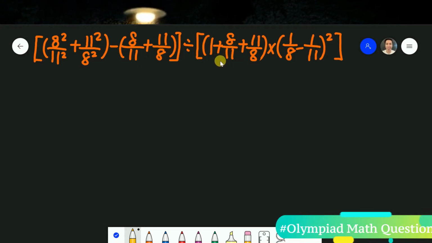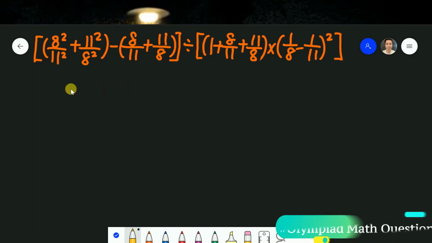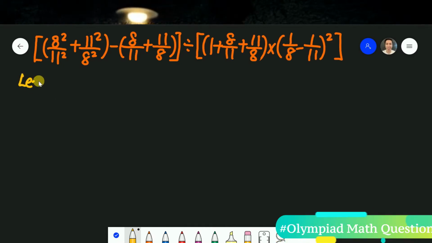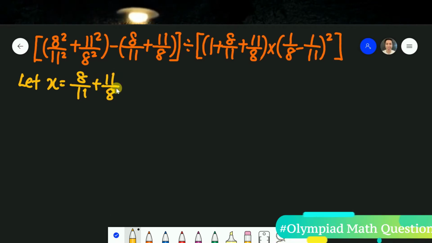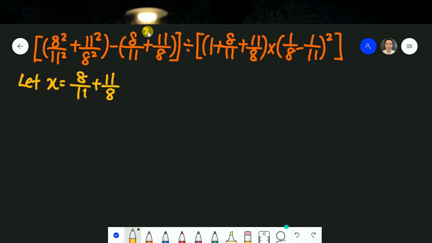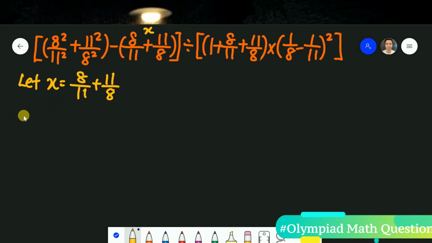Actually, I have another alternative way to solve this question, and it is faster than the way students commonly use. Our first step is to let x equal 8 over 11 plus 11 over 8. So we let this part be x. Next, we can find x squared. The reason we find x squared is because we need to get 8 squared over 11 squared plus 11 squared over 8 squared.